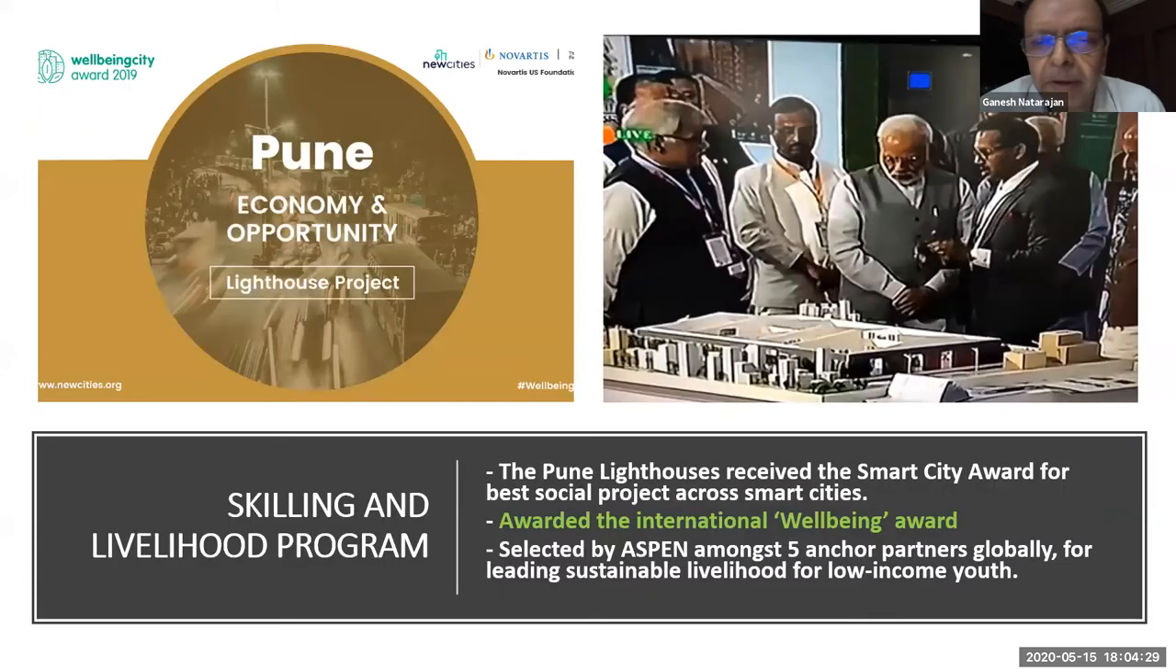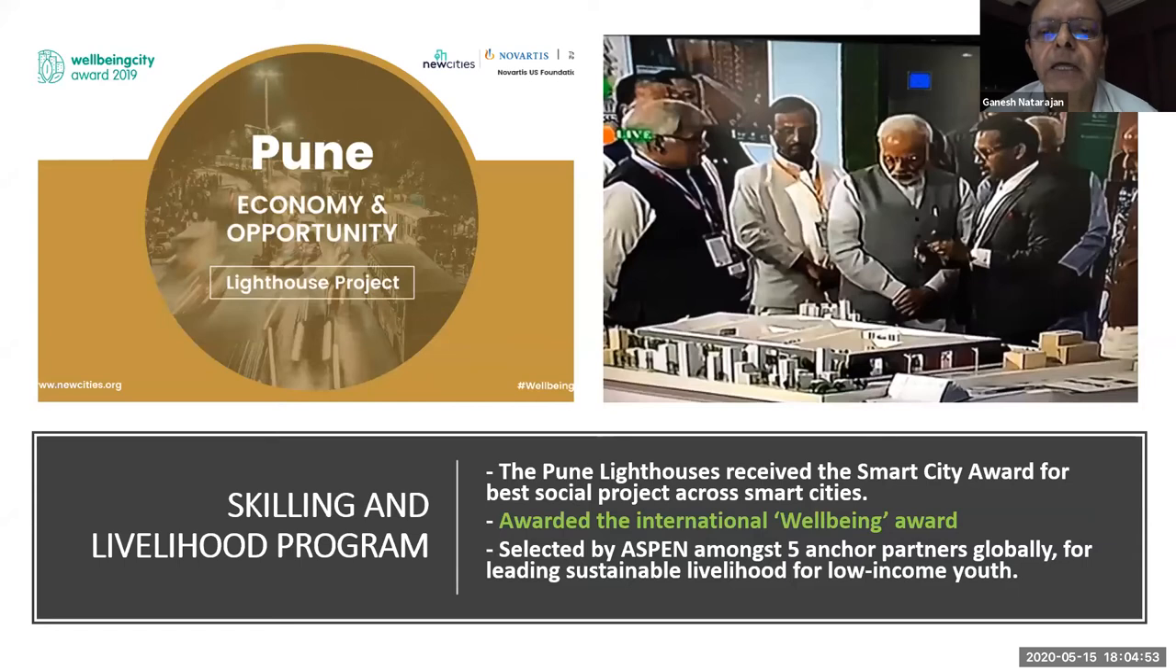The good news is that we've been recognized many, many times. Just to give you a few examples, the Pune Lighthouses received the Smart Cities Award for the best social project across smart cities. You can see Prime Minister Modi there and my friend Kunal Kumar explaining the model to him. Kunal is now the Mission Director of Smart Cities in the Ministry of Urban Development, Government of India, and he's still a great supporter. Multiple new commissioners are continuing to support us.